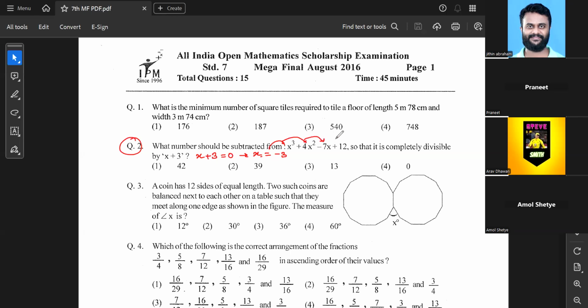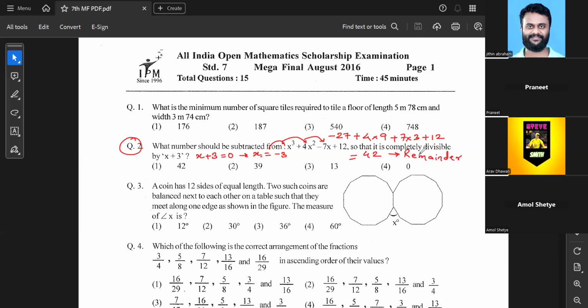So the first term will be minus 27 plus. The second term is 4 multiplied by x squared, and the square of minus 3 is 9, so 4 into 9 becomes 36. Minus 7 multiplied by minus 3 gives plus 21, since minus and minus give plus. Then comes 12. 12 plus 21 is 33. 33 minus 27 gives you 6. 6 plus 36 is 42. So whatever answer is coming here is basically the remainder.